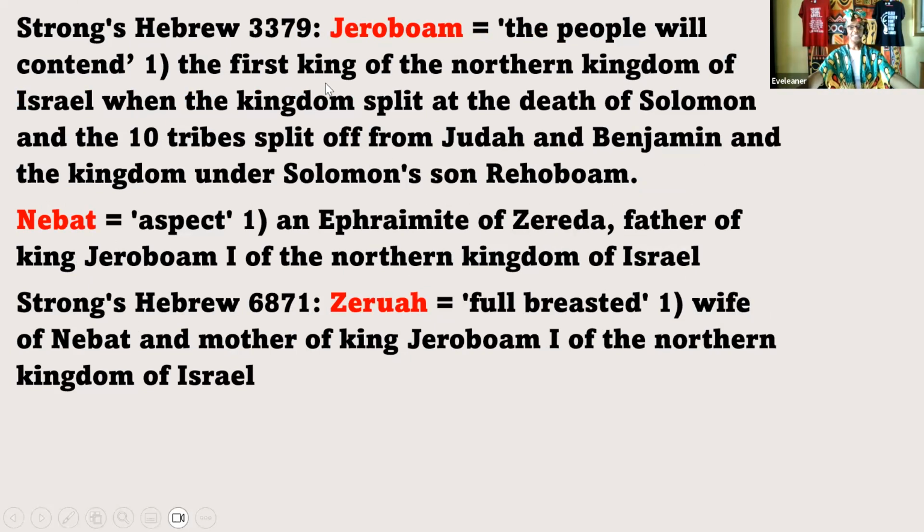And it says he was the first king of the northern kingdom of Israel when the kingdom split at the death of Solomon, and the 10 tribes split off from Judah and Benjamin, and the kingdom under Solomon's son, Rehoboam. Now, in the Beth, we did see that, because it said that's who Jeroboam was from. That was his people. But Nebath means, it says, aspect, an Ephraimite of Zeraphath, the father of King Jeroboam I, of the northern kingdom of Israel.